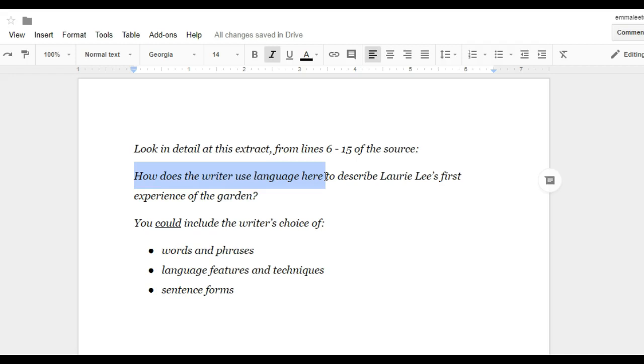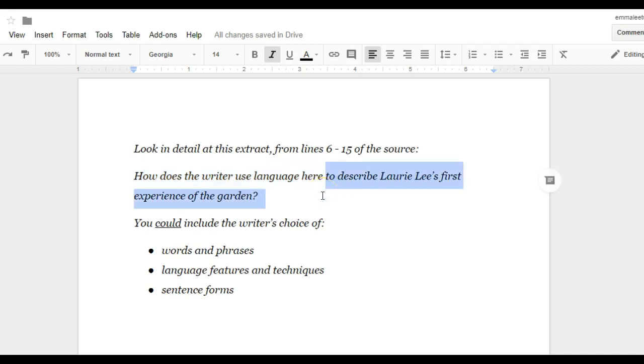What it doesn't say is, what language features does the writer use here? Or what fancy things from the year 2 AD can you find that the writer has used? So it's not asking you to find silly features or bizarre terms from rhetorical devices from the Roman times. What it's asking you to do is make some interesting comments about the way that language has been used and what that means to you. So that's what it's asking you to do, is make a comment on how.